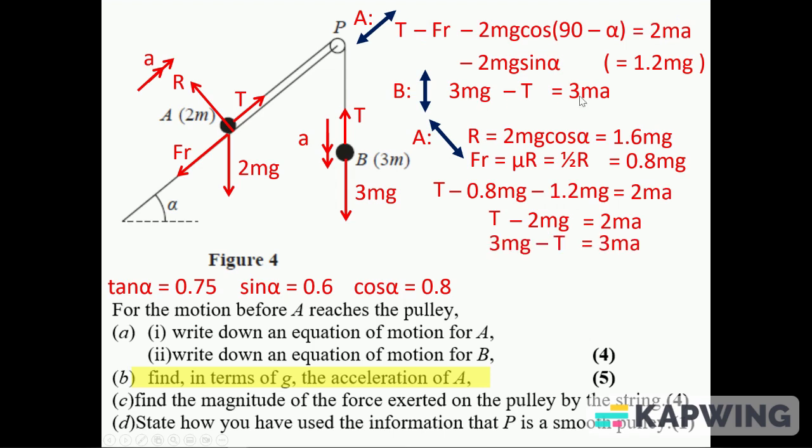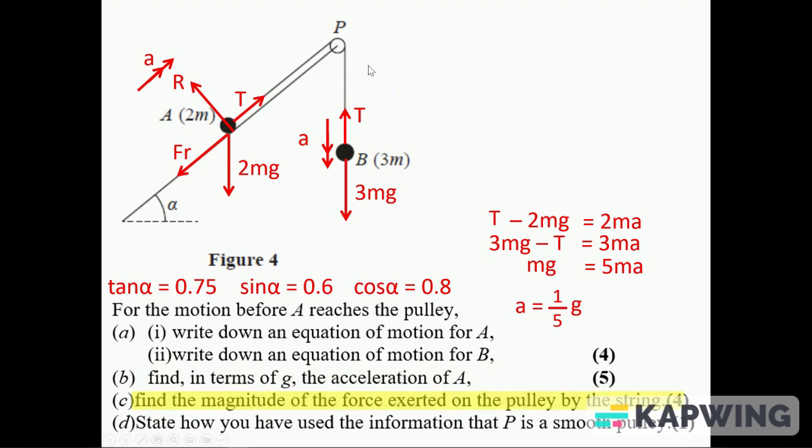And then I solve it simultaneously with the B equation of motion. If I add these two together, it'll cancel out the T's. I've got a T there and a minus T, and I've got 3mg minus 2mg, so that's just mg, and that's equal to 5ma. Divide both sides by 5 and m, and I have the acceleration is 1/5 of g.